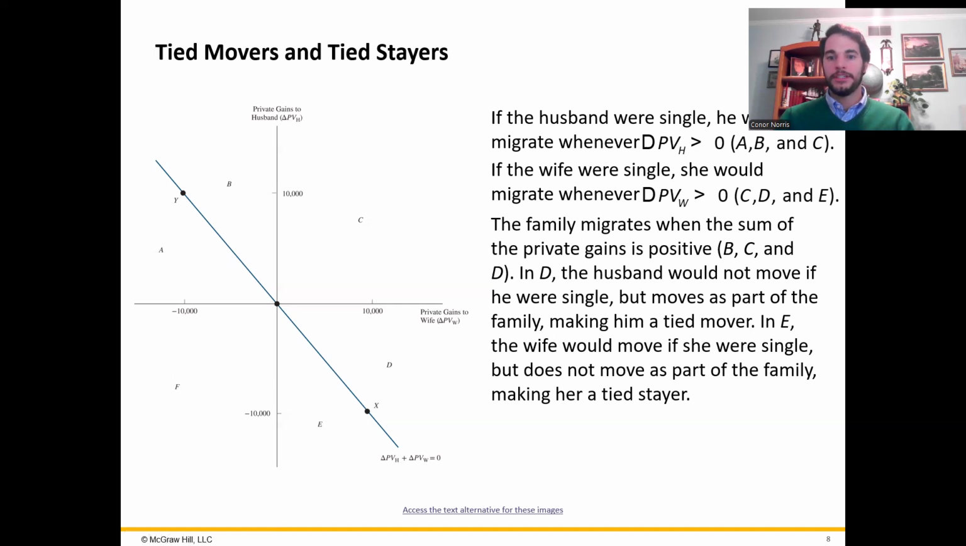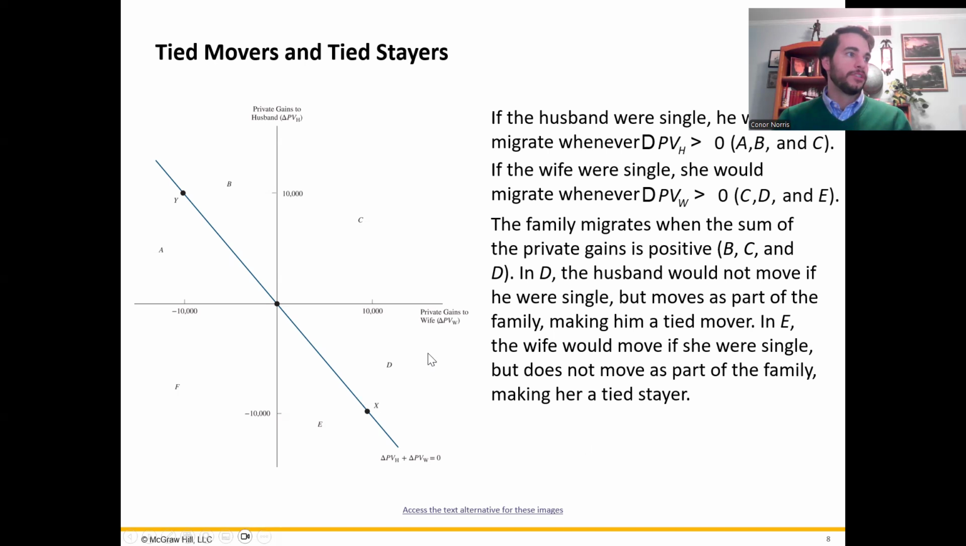So the family's only going to decide to move if the sum of the gains are greater than 0. So that's anywhere to the right of this diagonal line here in blue. So anywhere in this area, the family would move. So if offered a job at point B, the husband would take this job. It makes him a lot better off, and it makes the wife a little bit worse off for her career, but only a little bit worse off while he's much better off. It ends up being a positive payout, so they'll end up moving in this situation.